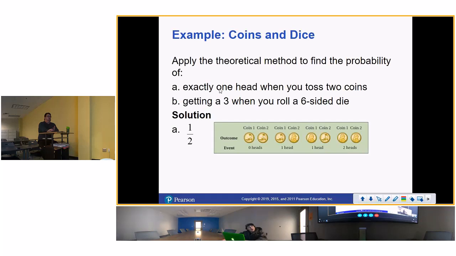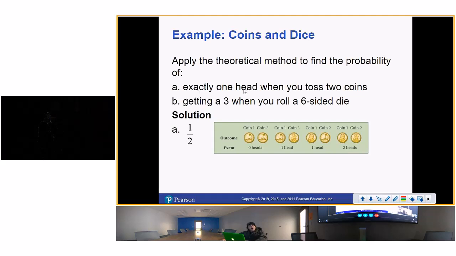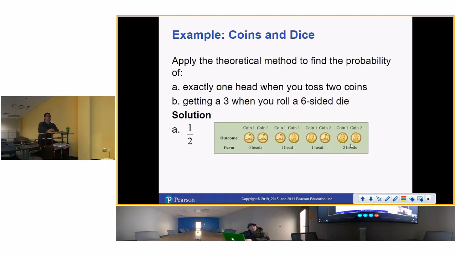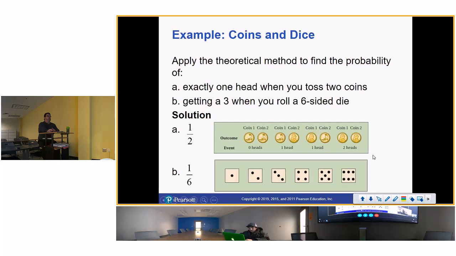Now that's very important because that's just like saying exactly 1 girl out of 4 births, okay? Boy-boy, boy-girl, girl-boy, girl-girl. It's the same thing. This right here is the sample space. How many times do you have 1 head? 2 times, just like 1 girl. So that would be 2 over 4, which is 1/2. A 3 would be 1/6, which is 0.17, I believe. Anybody got questions so far?